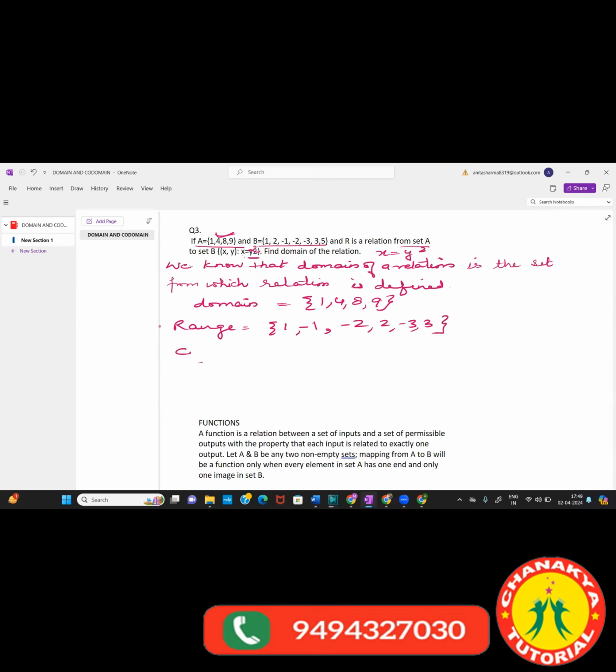And then your codomain, beta. Ma'am, what will it be? Yes, because we know that the codomain of a relation is the set. Now codomain is 1, minus 1, minus 2, 2, minus 3, 3.